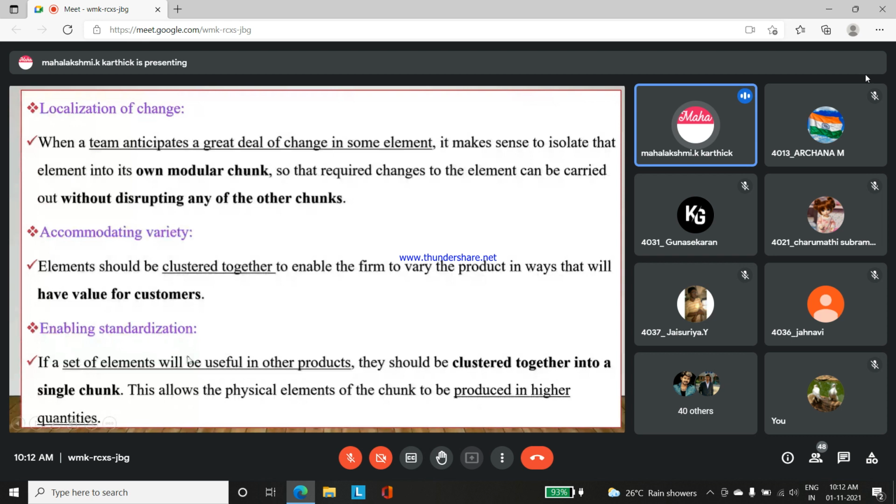Enabling standardization. Obviously, when you give some variety, like the HP printer, there are 4 varieties of printer, but the standard parts will be distributed throughout all the 4 varieties. So a set of elements will be useful in other products also. They should be clustered together into a single chunk.